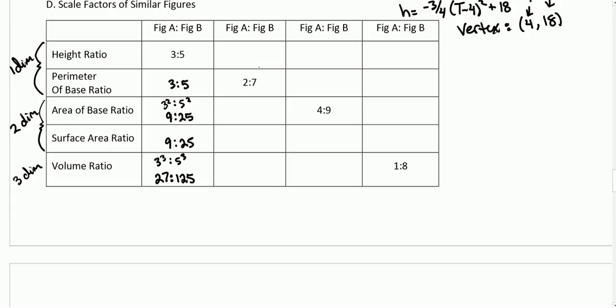In the second column, we've got a 2 to 7 ratio. That's one-dimensional. Perimeter is one-dimensional, so the height's also going to be 2 to 7. The area of the base and the surface area are going to be 2 squared to 7 squared, which is 4 to 49. And the volume ratio is going to be 2 cubed to 7 cubed, which is going to be 8 to 343.